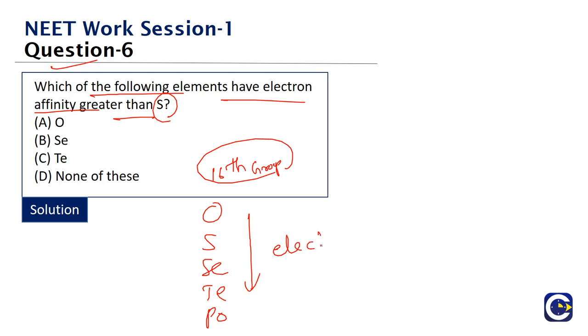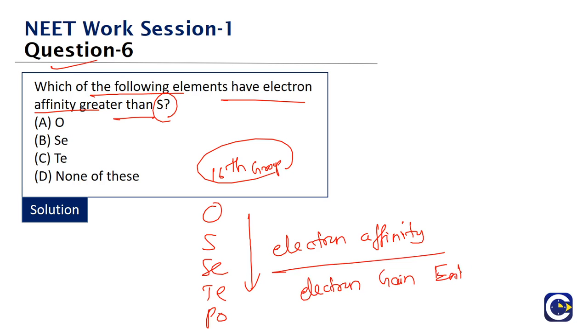If we go down any group, the electron affinity, which can also be quantified in terms of electron gain enthalpy, will decrease. The reason is that as you go down the group, the outermost shell becomes farther and farther from the nucleus, and the electronegativity of the element also decreases. That is why the electron affinity values decrease down the group.